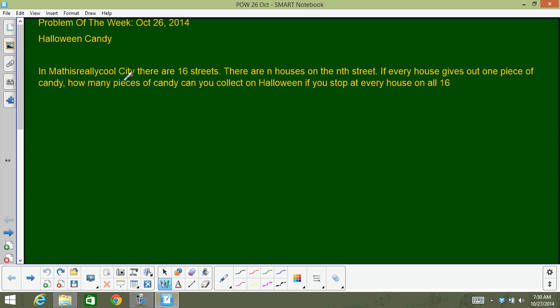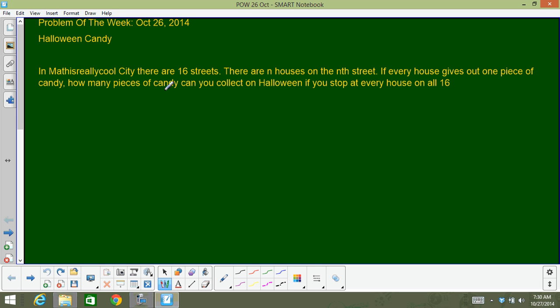In Math is Really Cool City. See, that's like Gotham City. It's Math is Really Cool City. There are 16 streets, period. So we stop at punctuation, right? You stop at punctuation when you're reading a math or a science word problem.